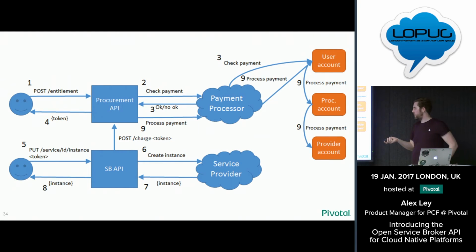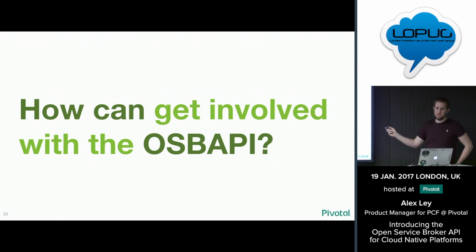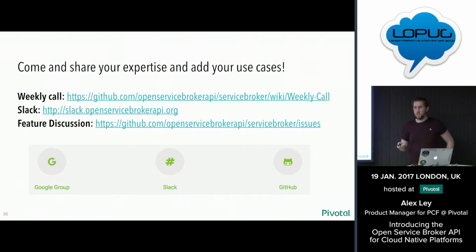You can see this on the Open Service Broker website, which leads me nicely onto how can I get involved in this awesome project. There are 3 ways you can interact. We have this weekly call. If you have an issue you're really passionate about or want to share your use case, come along and put the item on the agenda. It's fully open, anyone can join. There's also Slack.